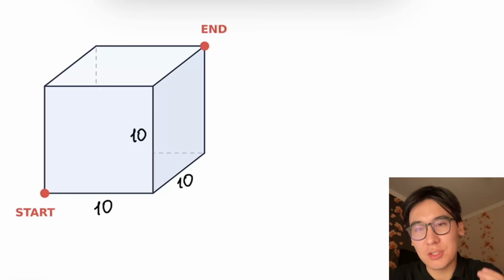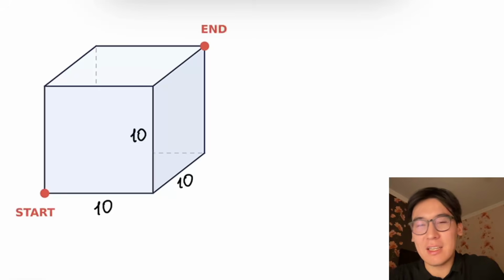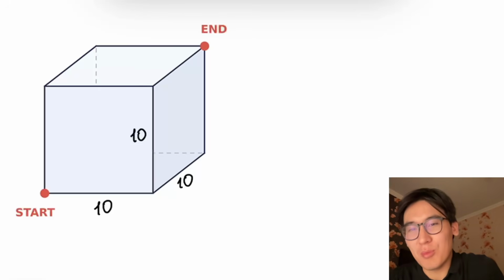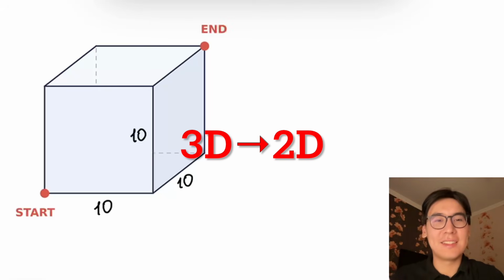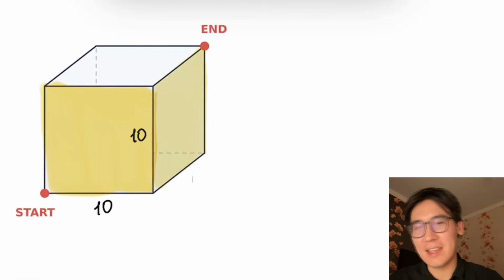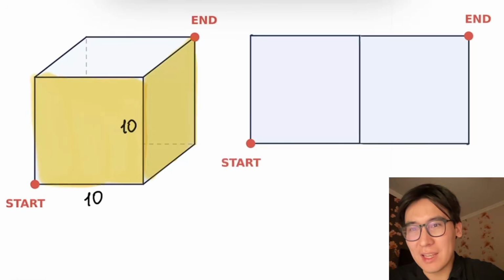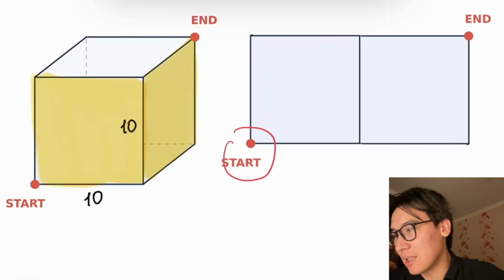Actually, to find the true shortest path, we need to change our perspective. The trick to any surface path problem is to flatten the 3D shape into 2D. Let's unfold the cube. Imagine taking the front face and the right face and laying them flat side by side. Now our start point is at the bottom left of this new rectangle and our end point is at the top right.